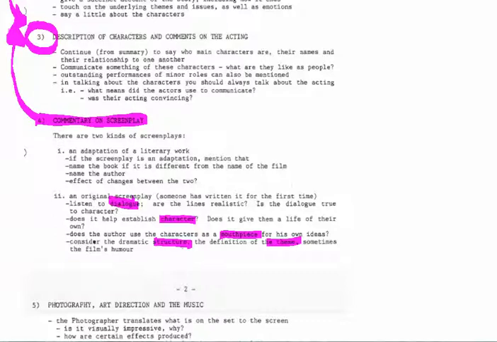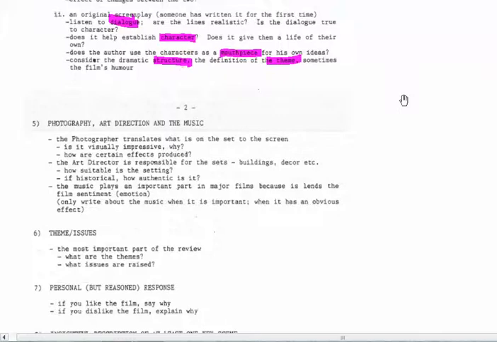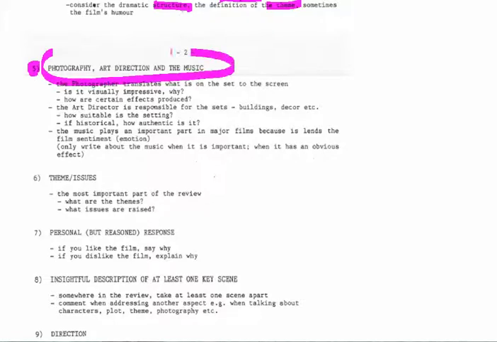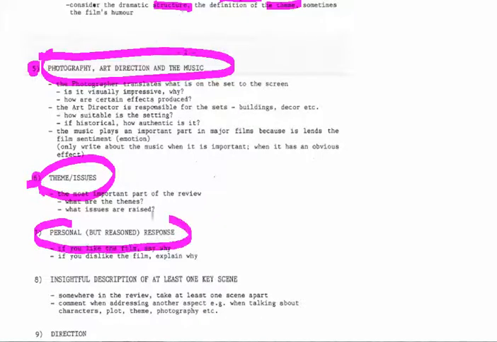Moving on. Photography, art direction, and music. Considering the nature of this film, these are big parts of it. Now, do we talk about it as a separate paragraph? Possibly, but then you want to talk about how it relates to the themes, your personal response.